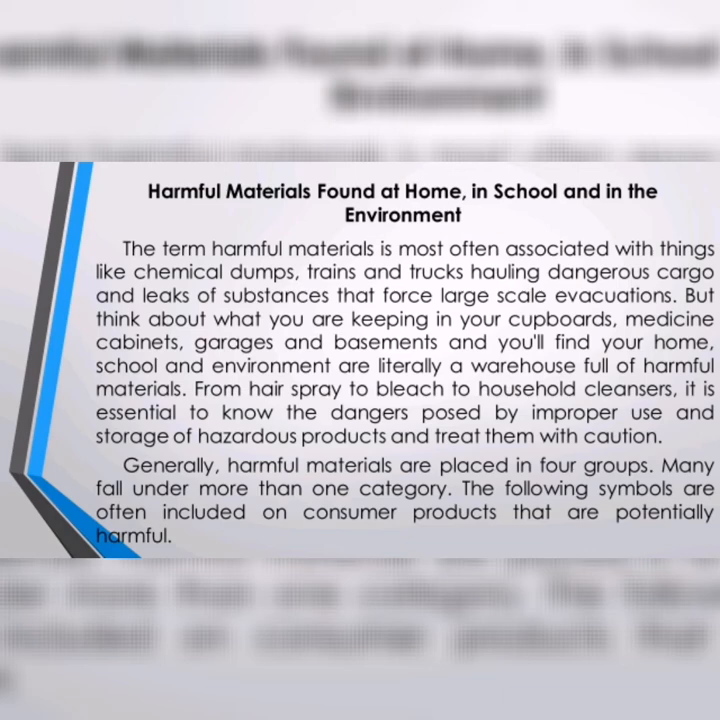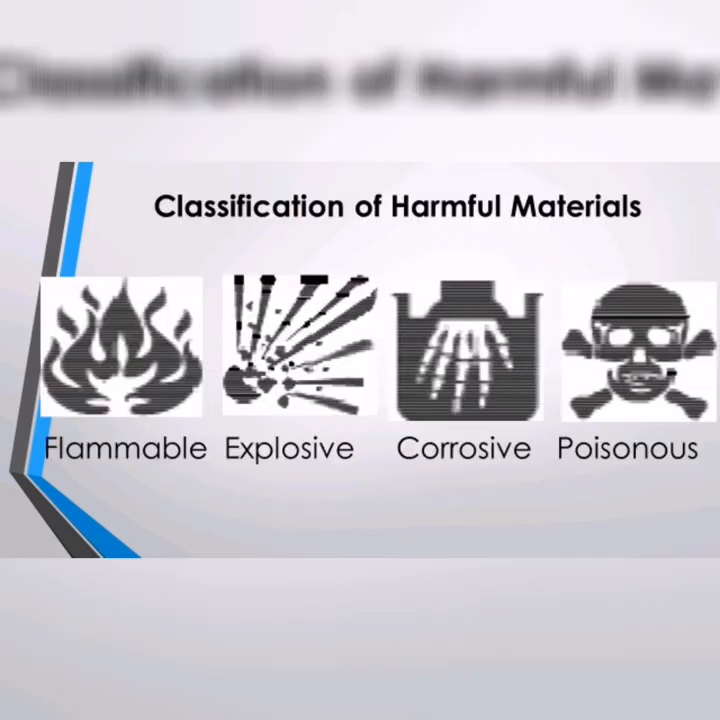From hairspray to bleach to household cleansers, it is essential to know the dangers posed by improper use and storage of hazardous products and treat them with caution. Generally, harmful materials are placed in four groups. Many fall under more than one category. The following symbols are often included on consumer products that are potentially harmful. These are the four classifications of harmful materials: flammable, explosive, corrosive, and poisonous.